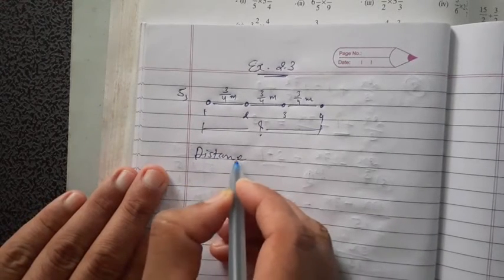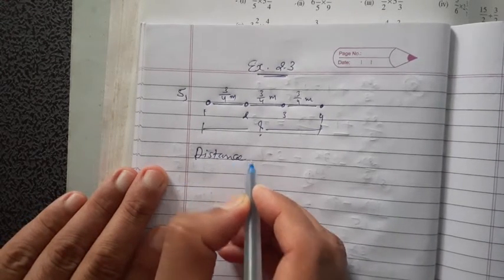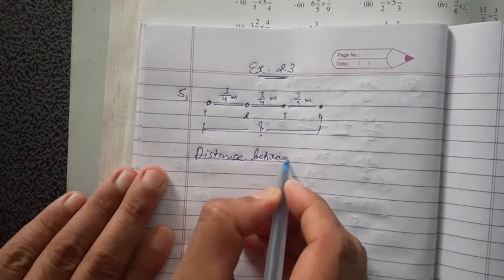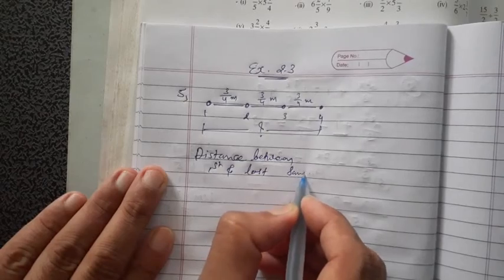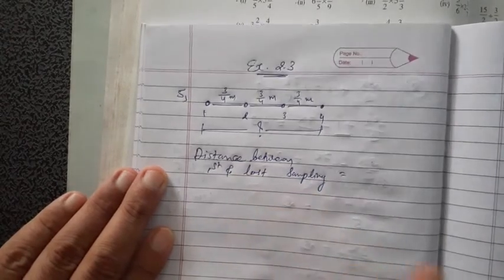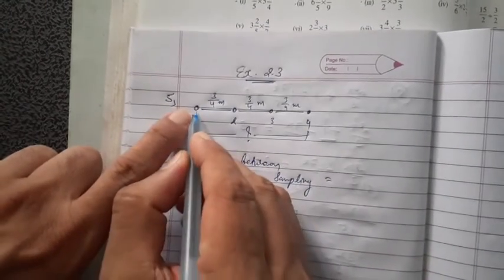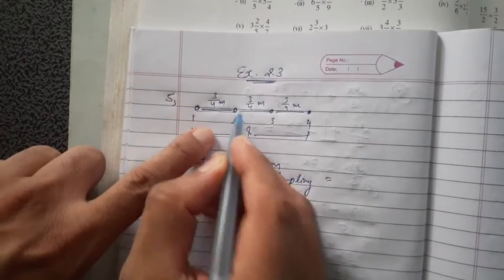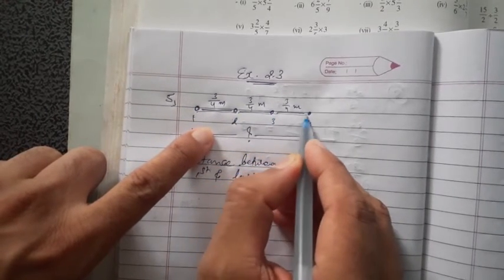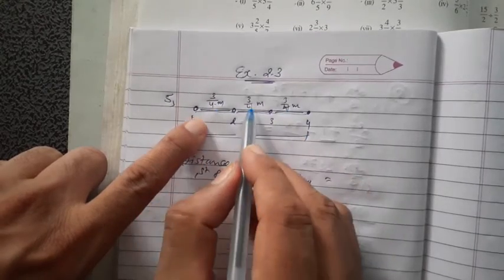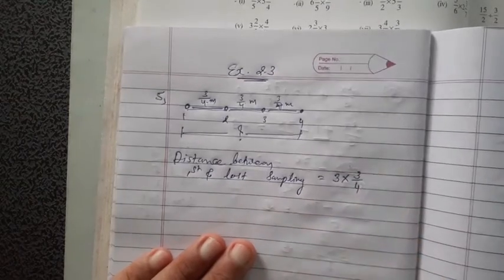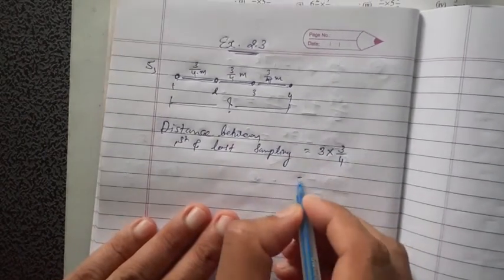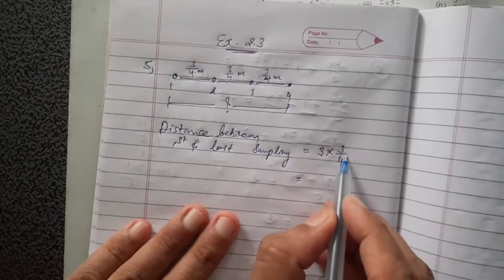Distance between first and last sapling equal to, look here, distance between 1 and 2 is 3/4, 2 and 3 is 3/4 and 3 and 4 is also 3/4, means total distance is 3 times 3/4. Okay, so that is 3 times 3/4 equal to, now multiplication of a whole number with a fraction.